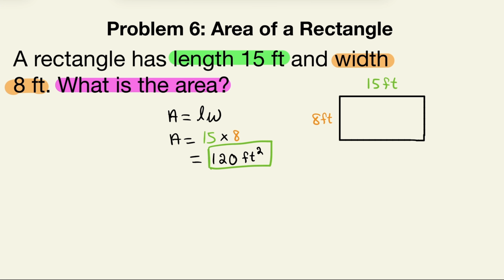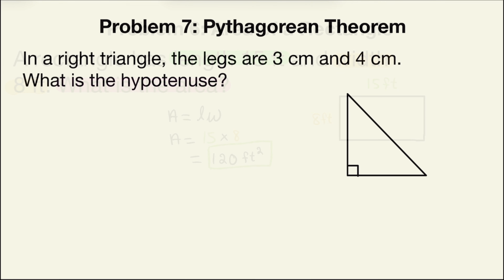So let's move on to problem number 7 now. Okay, problem number 7. And it reads, in a right triangle, the legs are 3 centimeters and 4 centimeters. What is the hypotenuse? So this question is a very important question. And so you have to be familiar with that formula, the Pythagorean theorem formula, and that is a squared plus b squared equals c squared. So let's go ahead and write that down here.